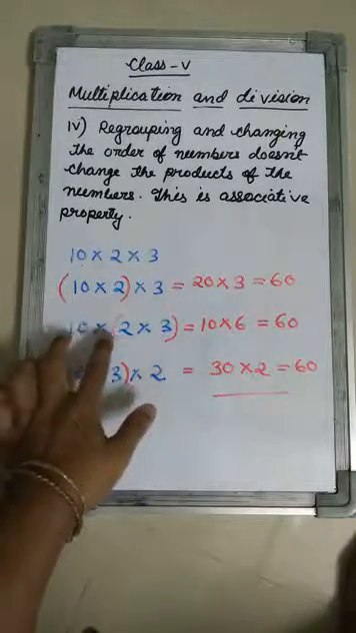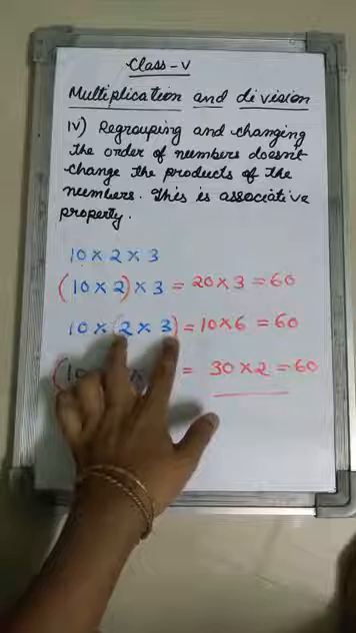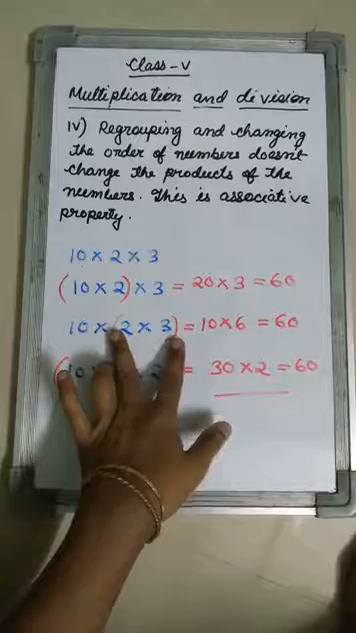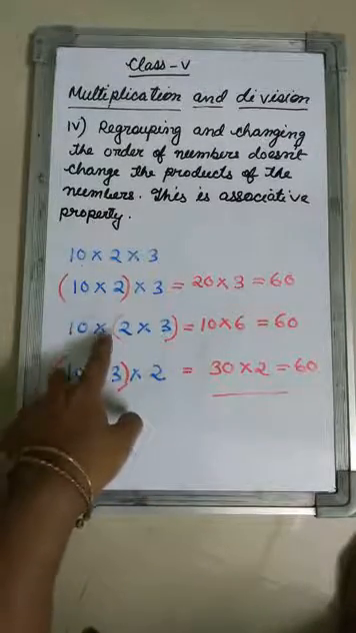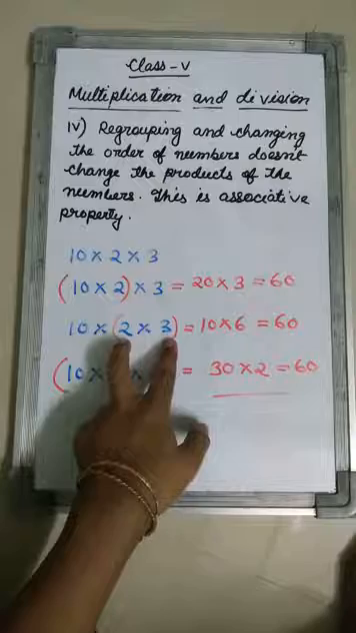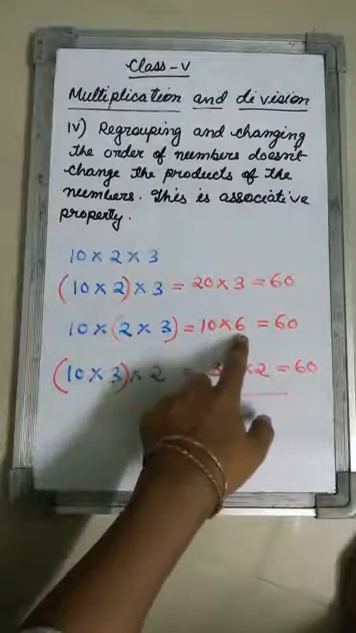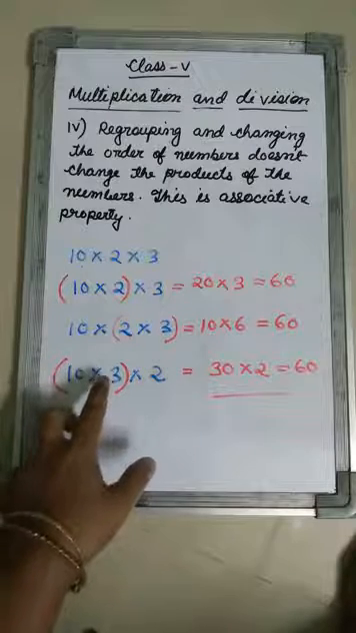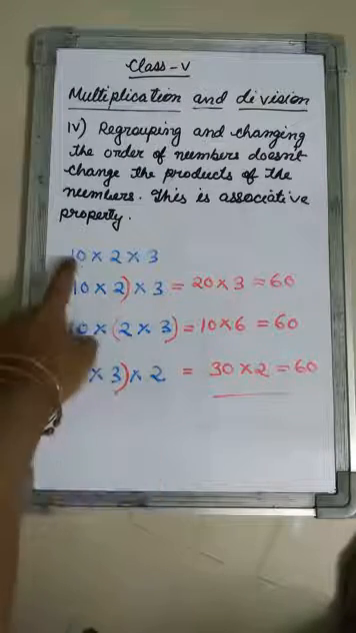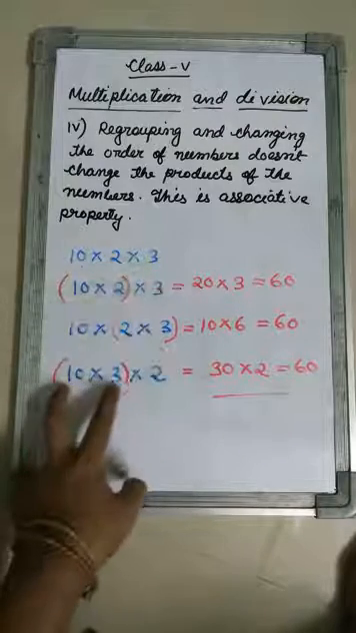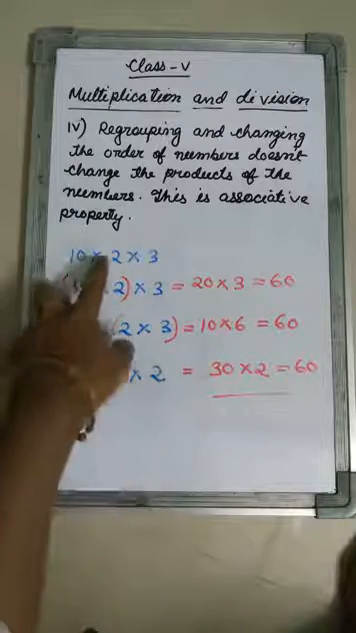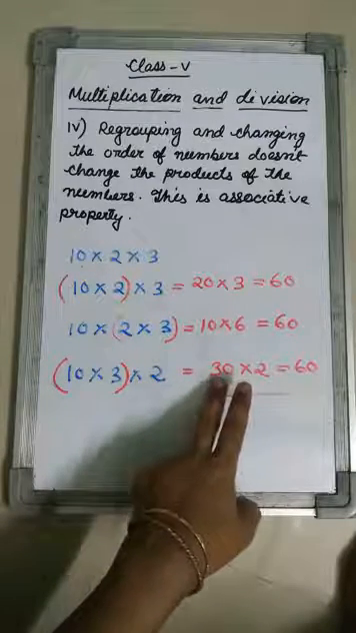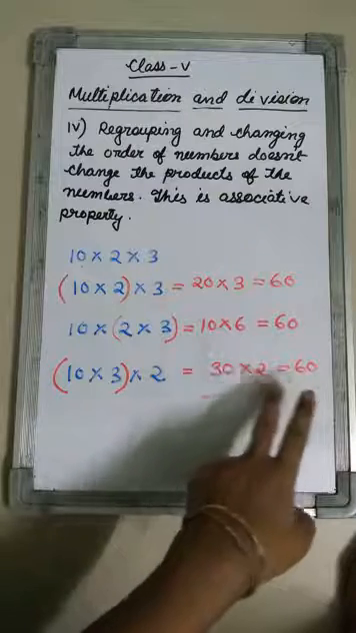Then the second group I have made with 2 and 3. With 2 and 3 I have made the second group. So 2 into 3 we have to do first. 2 into 3 is 6. 10 into 6 is 60. The third group, what we are left with, 10 into 3. This 10 and 3 will be in one group. Then multiply this by the remaining number 2. So 10 into 3 is 30 into 2. 30 into 2 is 60.